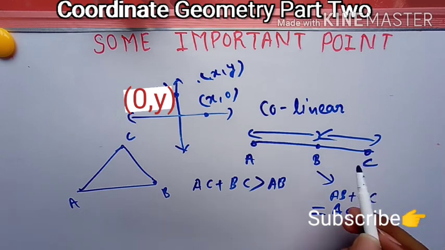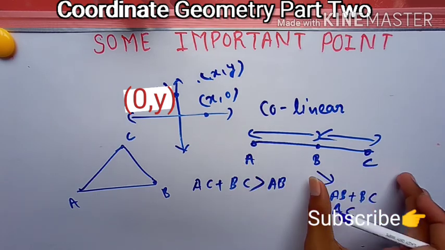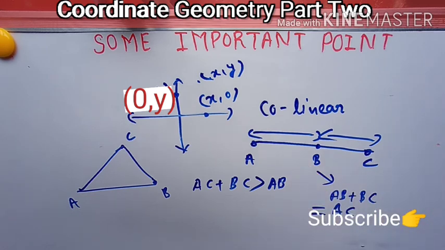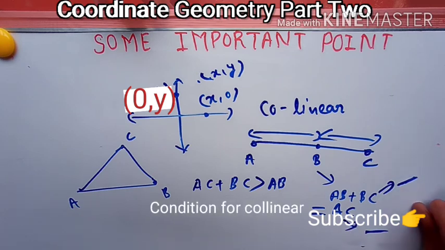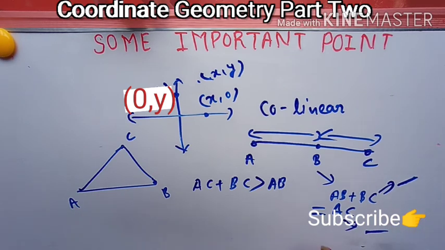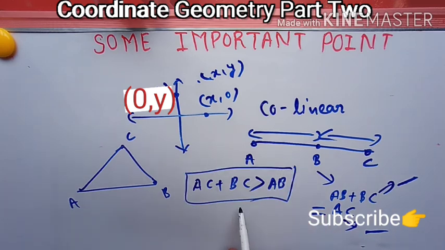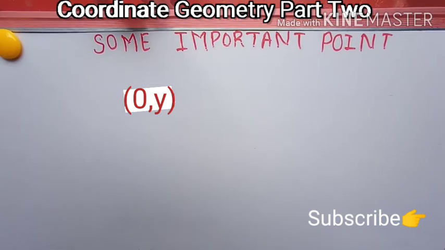So you will find the distance of AB and BC and add them, and then find the distance of AC. If AB plus BC in some unit is equal to the distance of AC in the same unit, then you can say that they are collinear. Otherwise they are not collinear, they are making a triangle. Okay, so let me solve a question based on it.